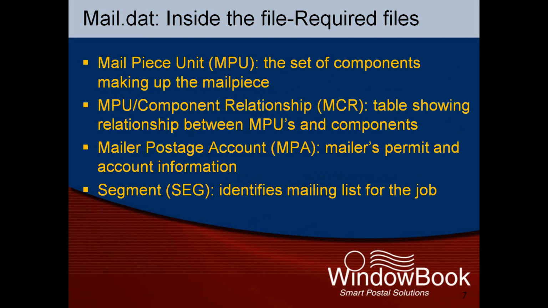Other required files include the mail piece unit, or MPU file, which is the set of components which make up the mail piece. The MPU component relationship file, or MCR, is a table showing the relationship between the MPUs and the components. In other words, which components are associated with each mail piece unit. The Mailer Postage Account file, or MPA, includes information on the mailer's permit and account information. And the segment file, or SEG, which identifies the mailing list used for a job.